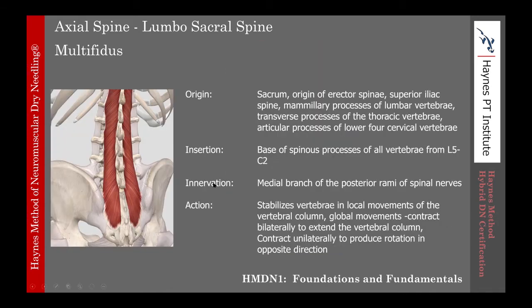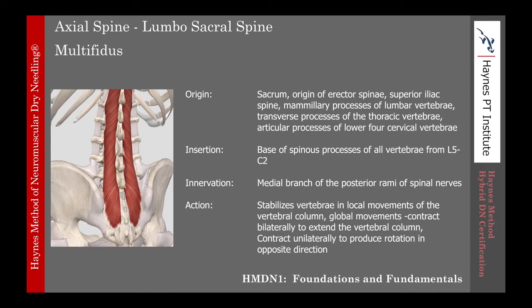And the multifidus, again, similar to the cervical spine. Its origin: the sacrum, the origin of the erector spinae, the superior iliac spine, the mammillary processes of the lumbar vertebra, the transverse processes of the thoracic vertebra, and the articular processes of the lower 4 cervical vertebra. Insertion is into the base of the spinous processes of all the vertebrae from L5 to C2, and their innervation is the medial branch of the posterior rami of the spinal nerves.